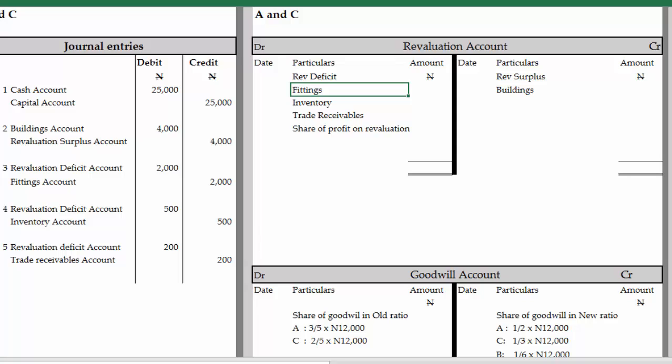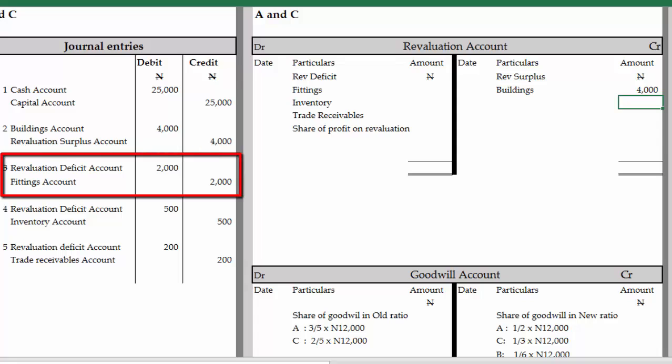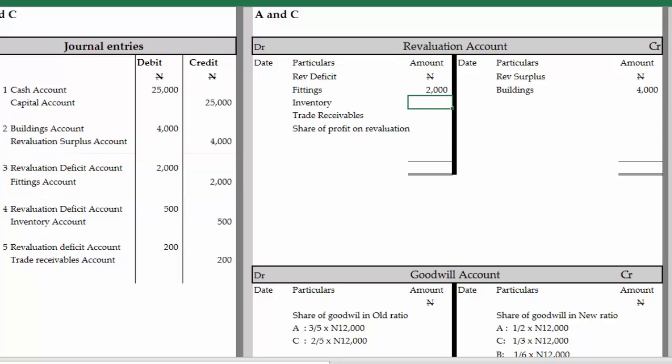Firstly is the building. We have a revaluation surplus of 4,000, so we will credit it to the revaluation account. So we have building and it's 4,000. Next is the fittings. That was a deficit of 2,000, so we debit the revaluation account. We have fittings and it's 2,000.